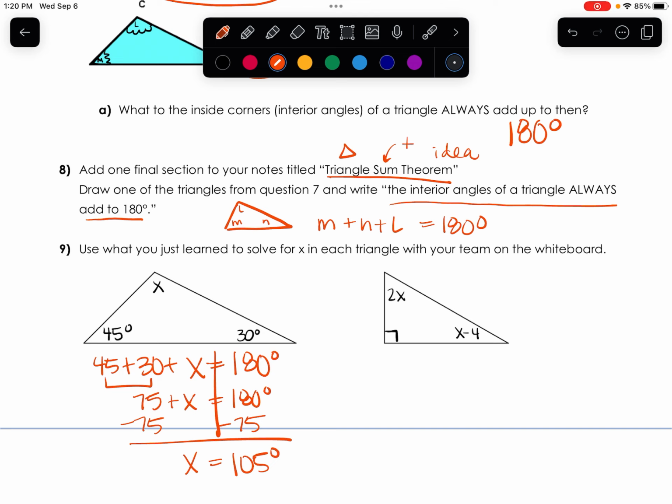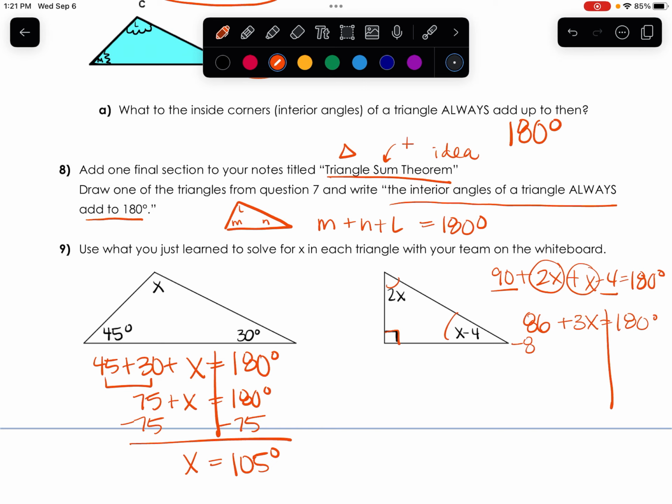Now I can go ahead and solve for this one. So I know this angle, which is 90, plus this angle, which is 2x, plus this angle, which is x minus 4, also equals 180. I'm going to combine my like terms. So 90 minus 4 is going to be 86. 2x plus x is going to be 3x. Now that I've got all my like terms combined, I'm going to get x alone, so I'm going to subtract 86 from both sides. That gets me 3x equals 94 degrees, and I'm going to divide by 3.